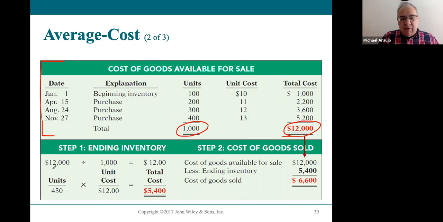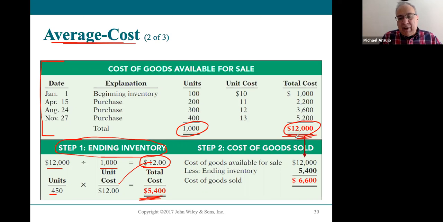So if you spent $12,000 on astro condensers and it bought you 1,000 units, each unit had an average cost of $12 each. So that means $12 becomes the cost that we use for both cost of goods sold and ending inventory. Okay. So again, here, ending inventory, we have 450 of these things still left. They're $12 each. $5,400 of ending inventory is still in the store.